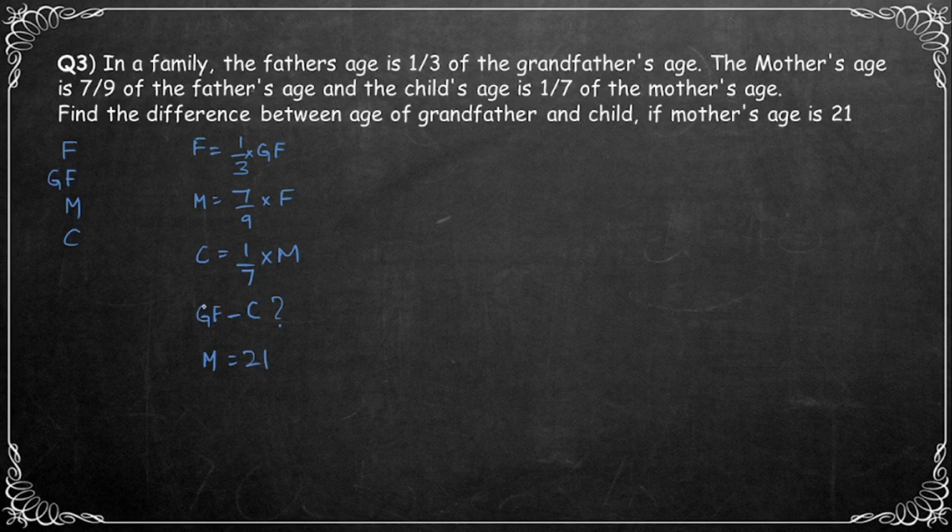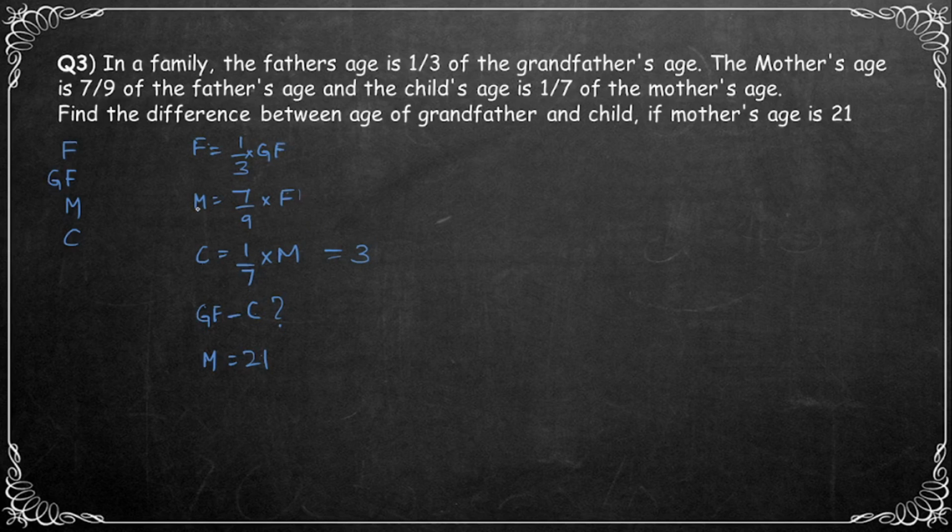In order to find grandfather, we need to find father. In order to find child, we need to find mother. So mother we already have. It is 21. So child is equal to 21 by 7, which is 3. Child age is 3 years. Now from this equation we need to find father and then substitute here to get grandfather.